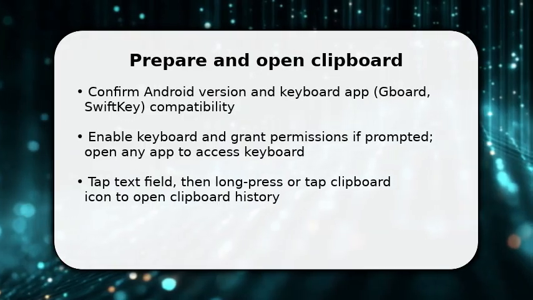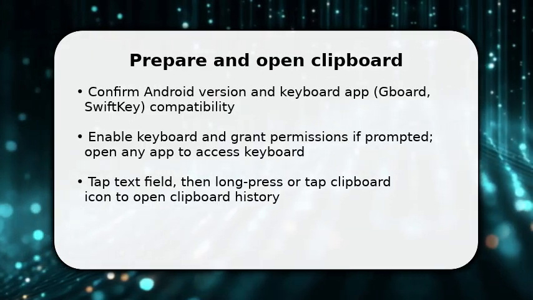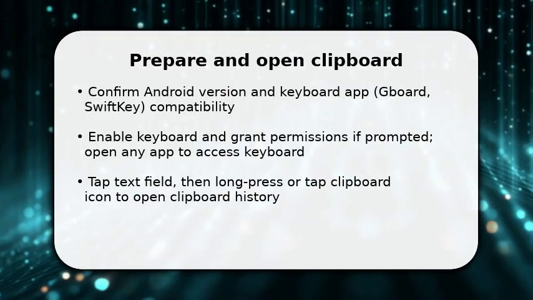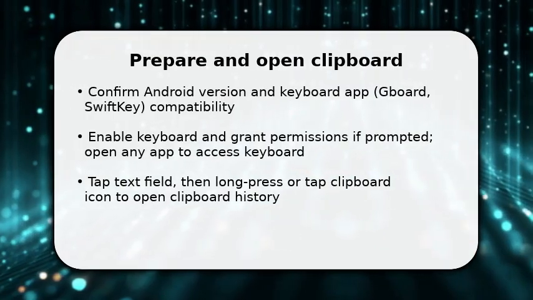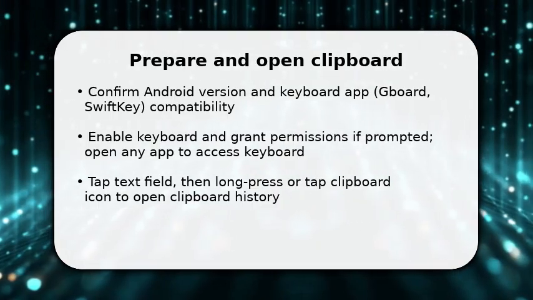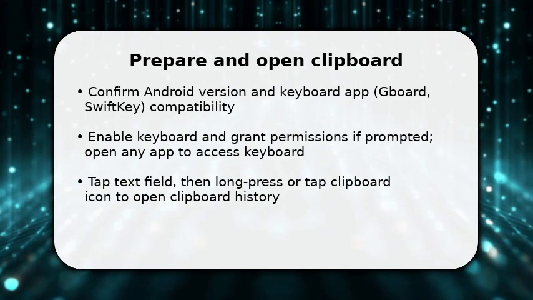Now open any app and tap a text field. This brings up the keyboard. You can either long press a text box or tap the Clipboard icon on Gboard or SwiftKey. This first action reveals recent copies, so you can immediately paste or pin important items for later.